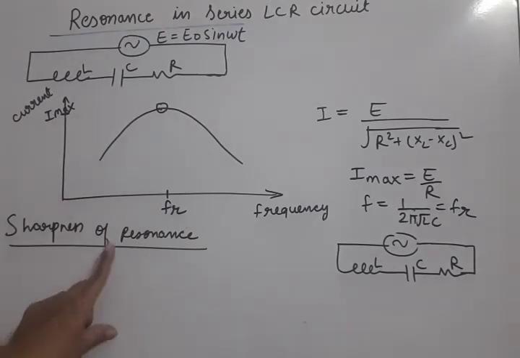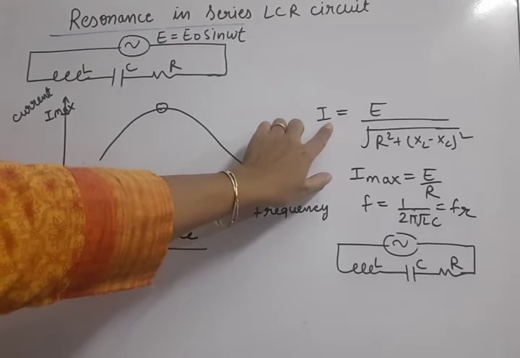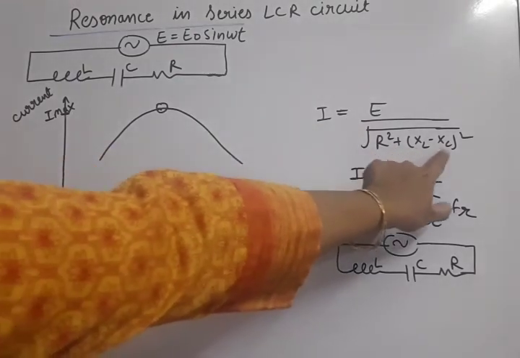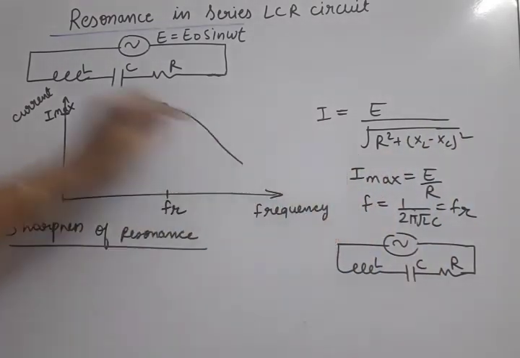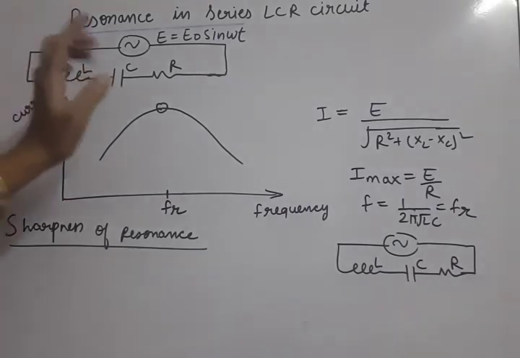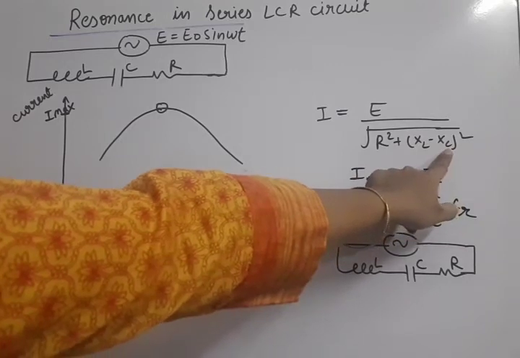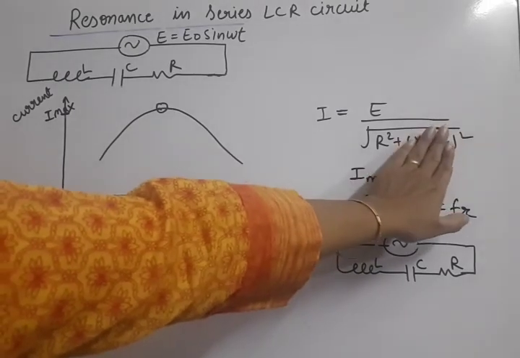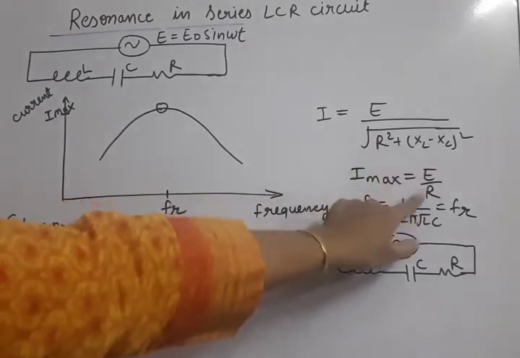Now under this heading, we have to see the current formulas. We know that current at any time in the LCR circuit is E upon root of R square plus (XL minus XC) square. Can we make the maximum current formula? Yes. What we have to do? XL minus XC we have to put 0, because in resonance XL and XC are equal. If I make it 0, only R will remain. So the maximum current formula is E by R.